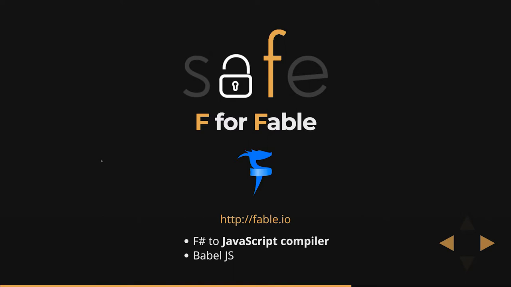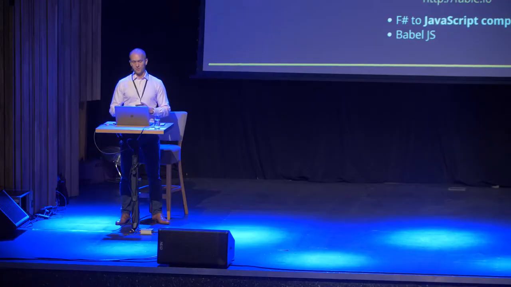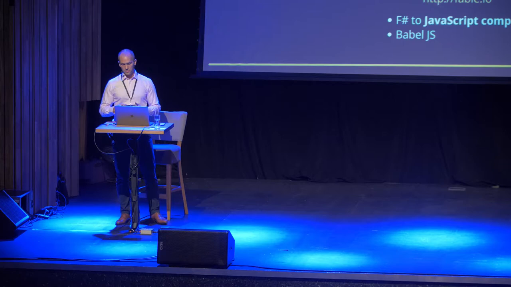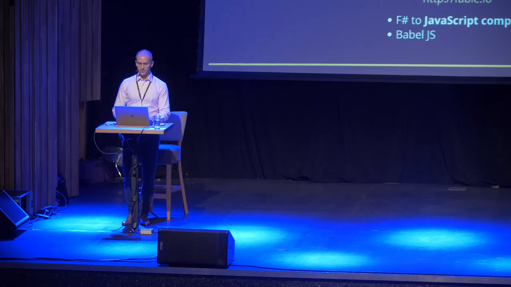And now we're moving more to the front end side of things. So the next letter, F in the SAFE acronym, stands for Fable. And this is what makes it possible to run web JavaScript applications using F#. Fable is a project that takes F# sources and outputs JavaScript. So it's an F# to JavaScript compiler. And let me briefly show you in practice how this looks.